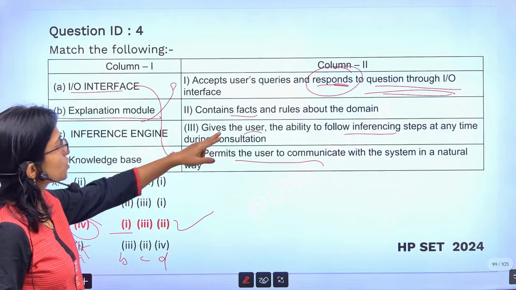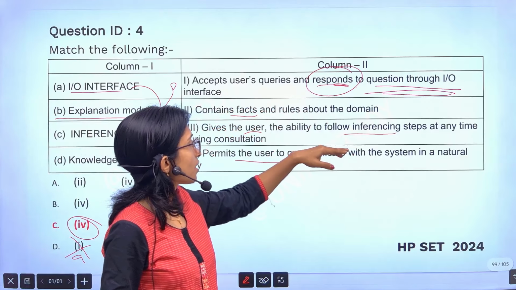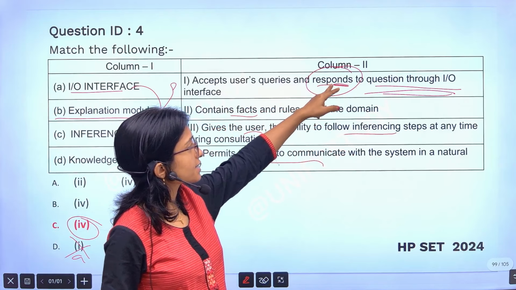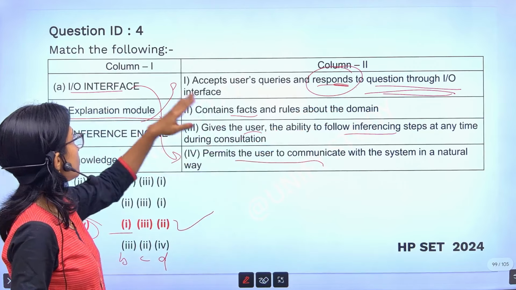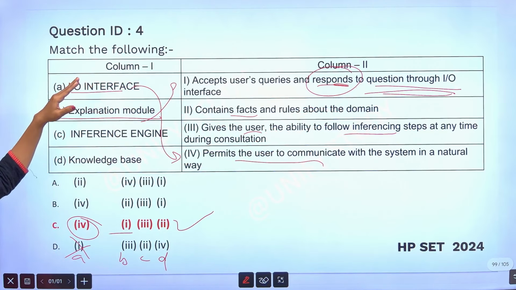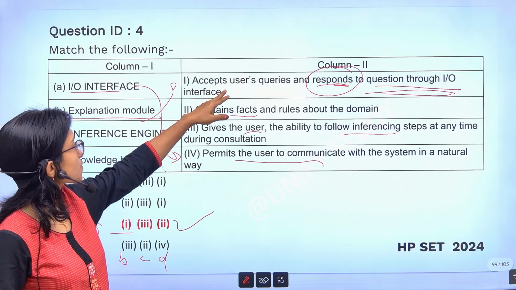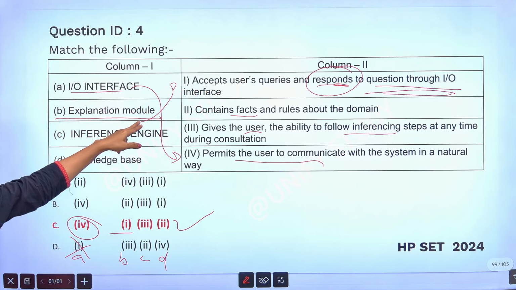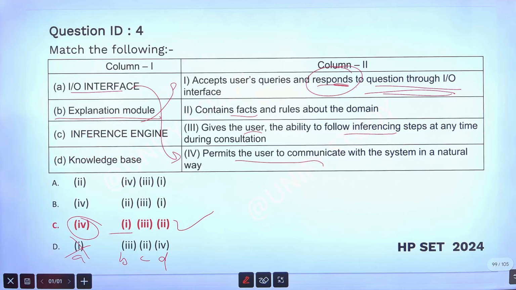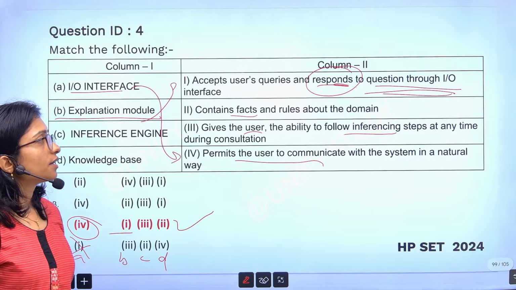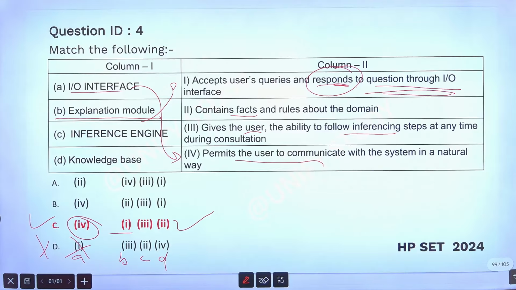You will be confused with this one and this one. It is communicating and it is responding. Communicating means it is the IO interface, and it is giving explanation. That's why it is the explanation module. Got it? Why not option D and why this? I hope it is clear now. Here only you can make a mistake.